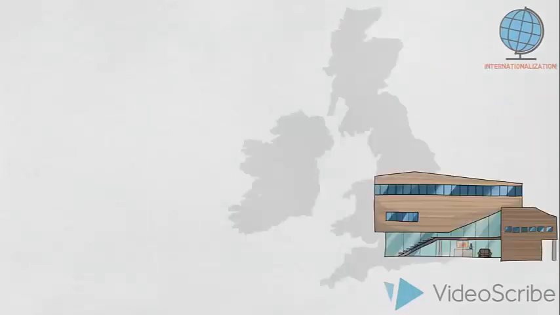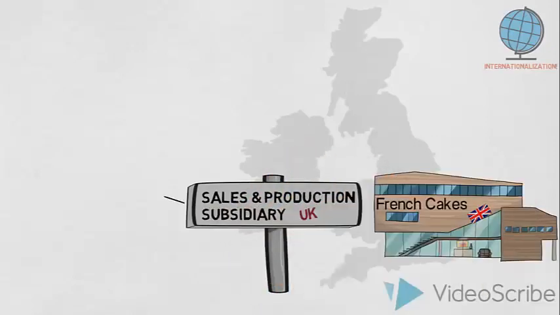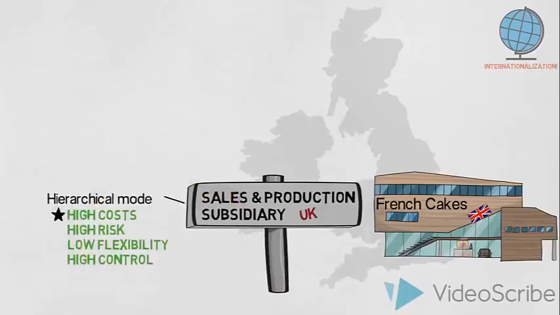French Cakes have set their eyes on the UK. And their initial idea is to enter the country by setting up a sales and production subsidiary in the UK. The characteristics of hierarchical modes are: high setup costs. A production site and sales force carry a large investment. High risk, as there is no guarantee that the initial large investment will pay off. A low level of flexibility, as the large investment will make it difficult to quickly pull the plug on the UK adventure should business not prove to be as successful as hoped.